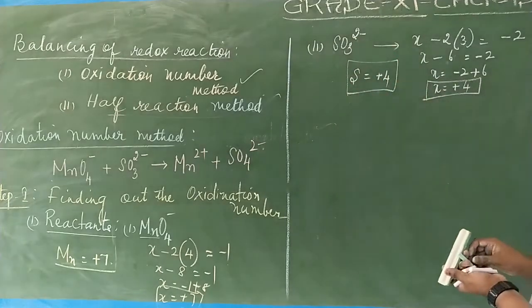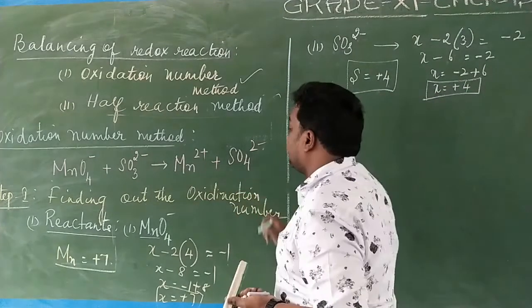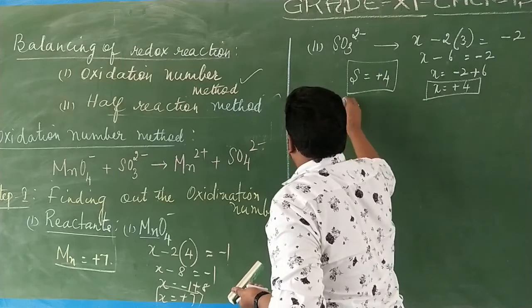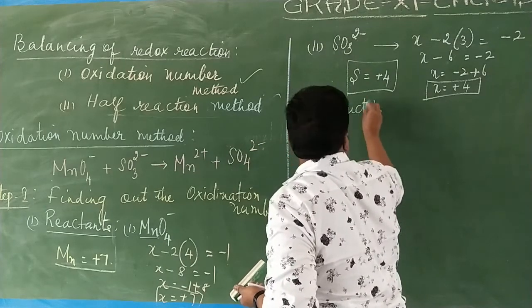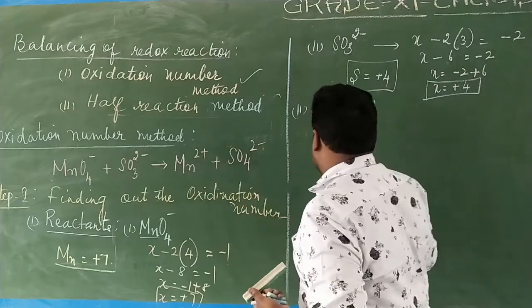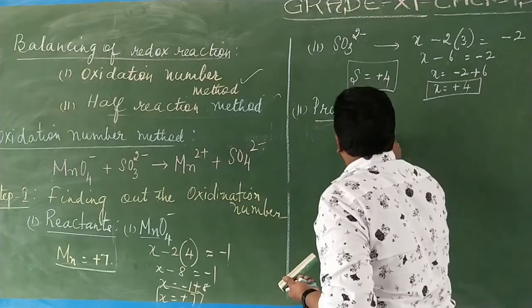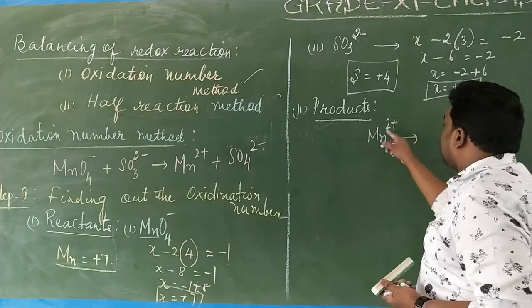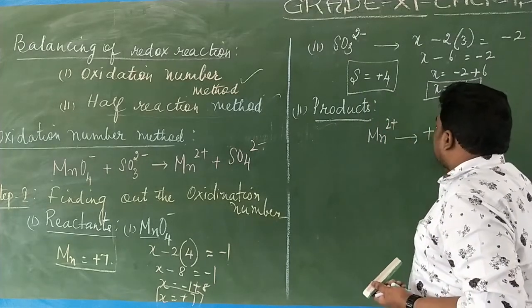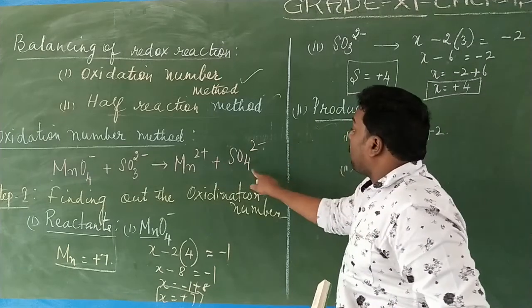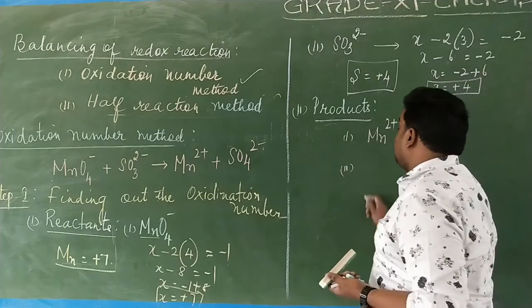Now we have to go for what? On the product side. So now the second is for the products. What are the products? We have the products are Mn2 plus. Already for Mn2 plus the oxidation state is given, so we don't need to calculate. It becomes +2. Now this is the first one. What is the second one? SO4 2 minus, sulfur we have to identify.